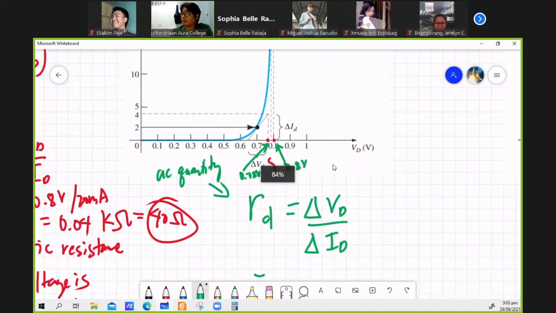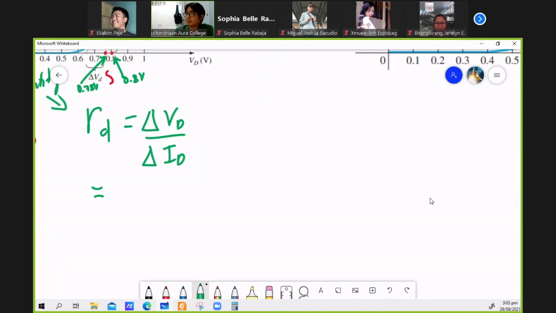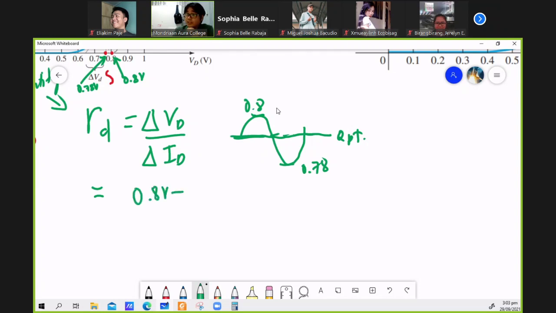Kung ito yung ipa-plot natin, papalakihin natin siya. Let's say, ito yung voltage waveform natin. So nandirito ang value nito is 0.78. Ang value nito is 0.8. And this is your Q point. So dyan siya naglalaro. Okay? So delta VD, ibig sabihin niyan, change in VD. So highest value minus lowest value. So that's just equal to 0.8 volts minus ang lowest value niya, 0.78 volts.